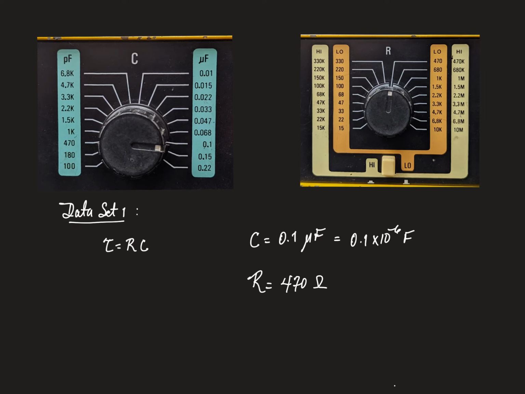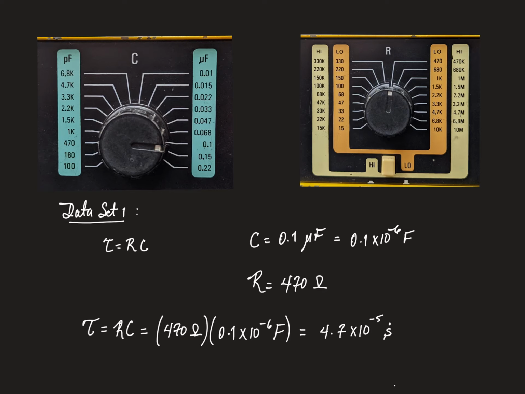For this case, therefore, we can calculate the characteristic time of the circuit, tau, which is equal to RC. It is going to be 47 ohms multiplied by 0.1 times 10 to the minus 6 farads, which gives us 4.7 times 10 to the minus 5 seconds. And remember that if we rotate the decimal point here, this will be to the minus 4, and if we rotate it again to the left, it will be to the minus 3.